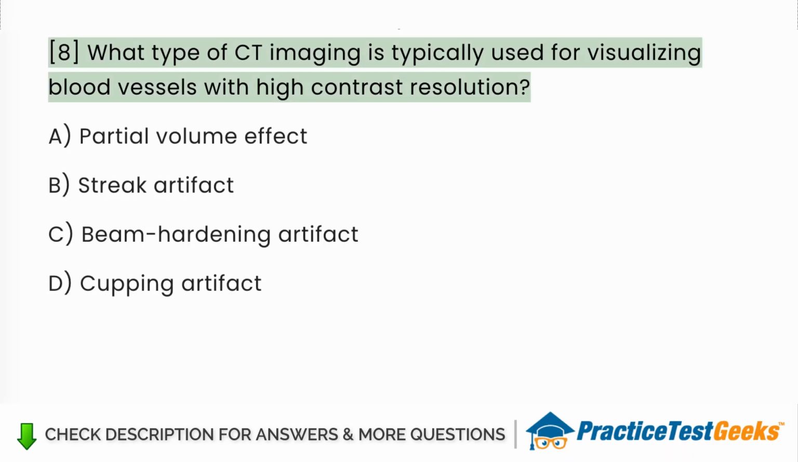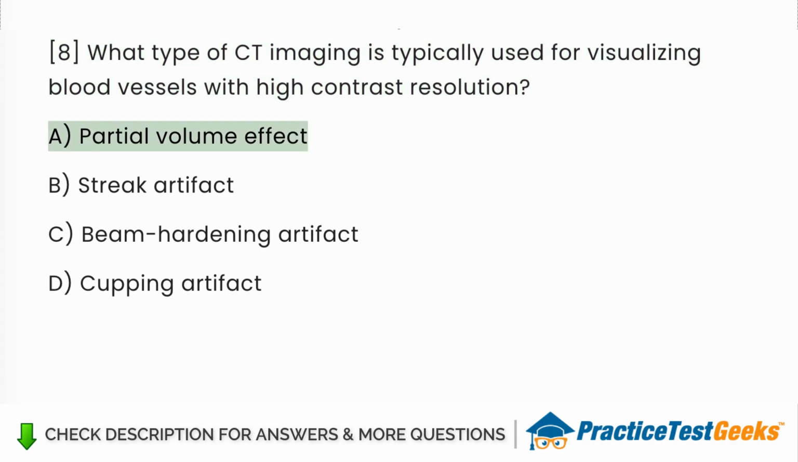What type of CT imaging is typically used for visualizing blood vessels with high contrast resolution? A. Partial volume effect. B. Streak artifact. C. Beam hardening artifact. D. Cupping artifact.